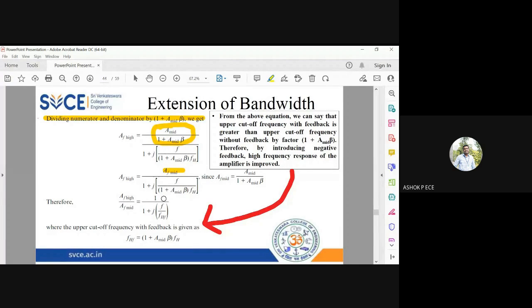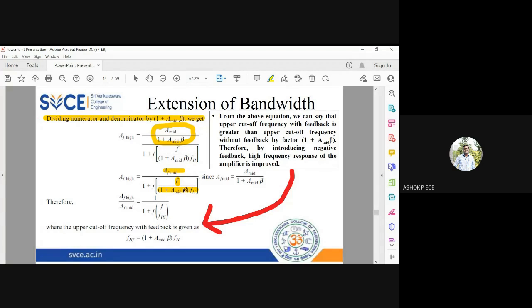And I am denoting, except f, whatever other terms I have, as 1 by fhf. So fhf will be this entire term, (1 + A_mid β) times fh. Whatever denominator I have, I'm denoting it as fhf. fhf is the higher cutoff frequency with feedback.